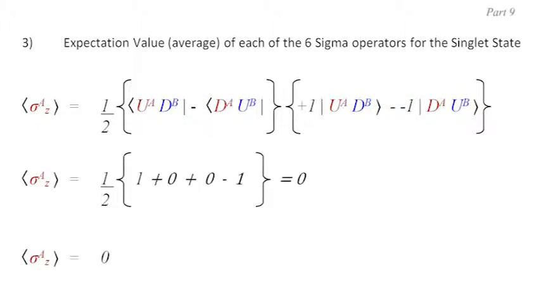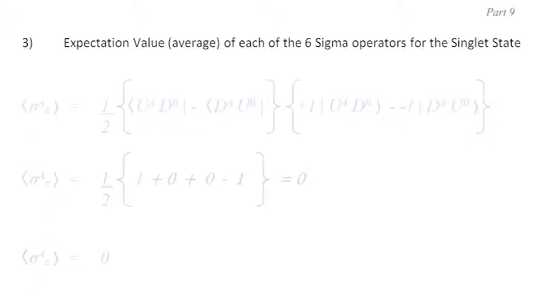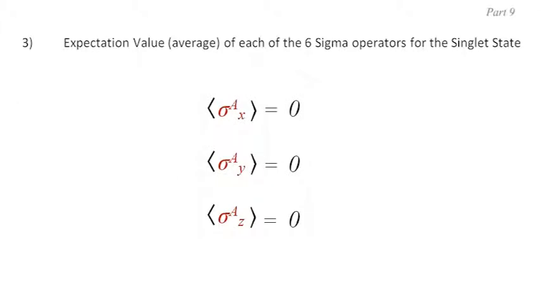giving the answer to be 1 plus 0 plus 0 minus 1, which once again is 0. In other words, the average value of the Z component of the spin of the A electron when entangled with the B electron in the singlet state is also 0. In fact, we have now found that the average value, or the expectation value, of all three of the sigmas for the A electron are 0 in the X, Y and Z directions.